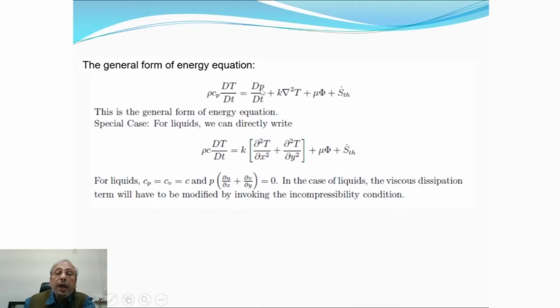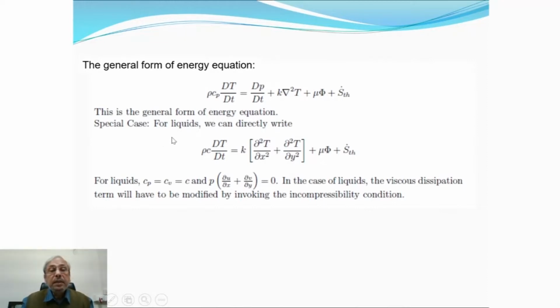and so temporal and convective derivatives together form the total derivative. Again, the total derivative of P plus K grad square T, or K del square T, plus mu into phi. This is the viscous dissipation function. The total term is viscous dissipation plus thermal energy generation rate, if there is any volumetric heat source present within the body, within the system, or within the control volume. Now this is the general form of the energy equation.